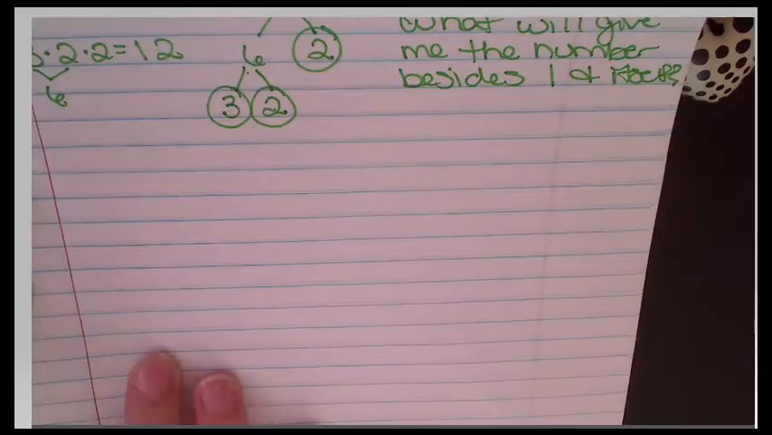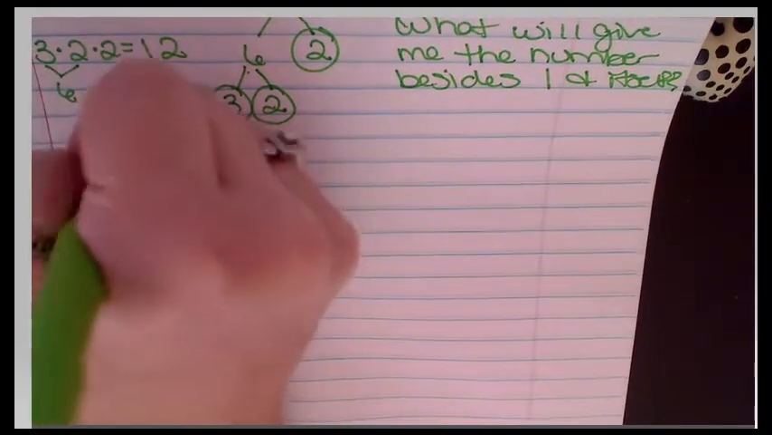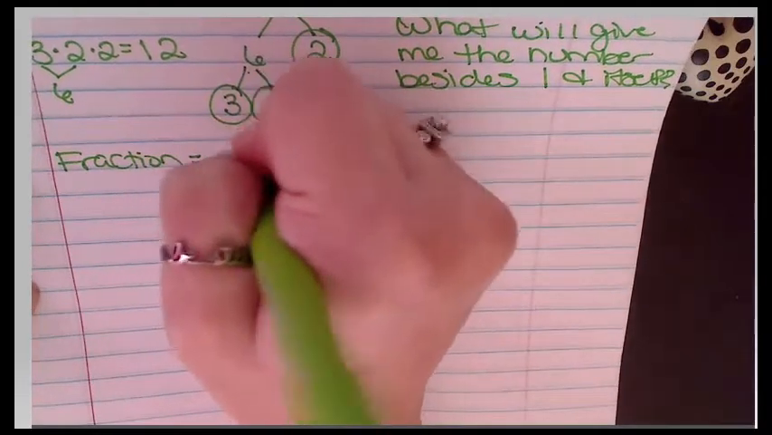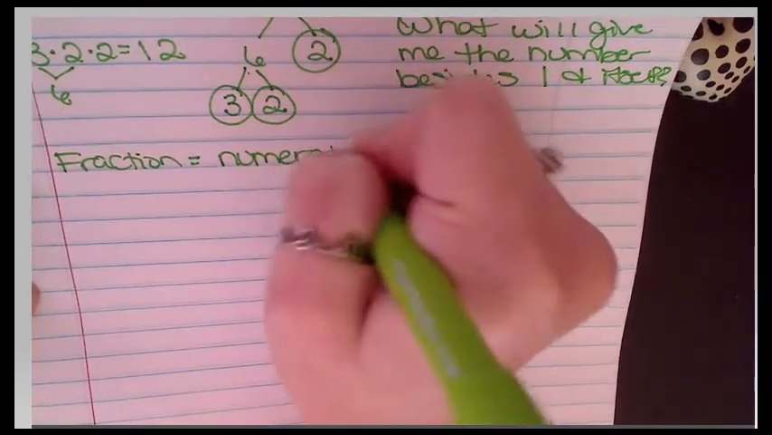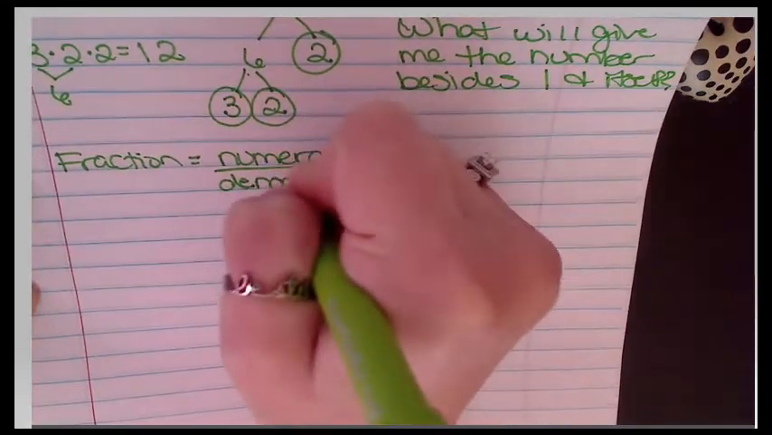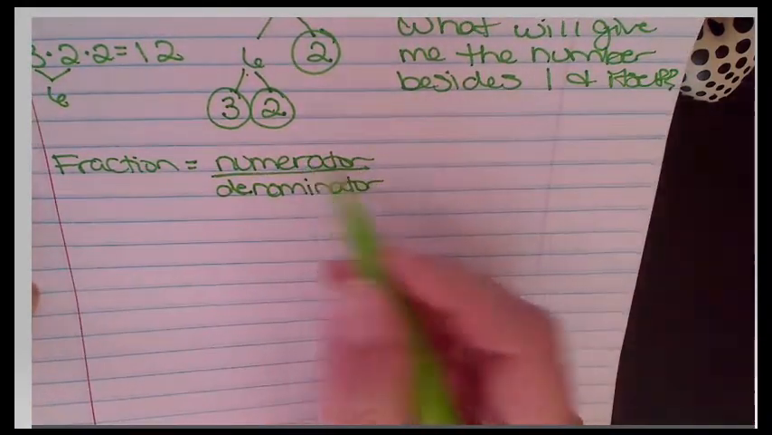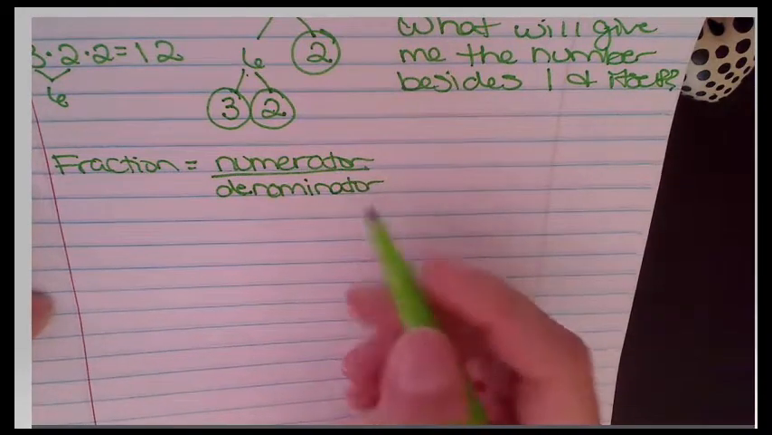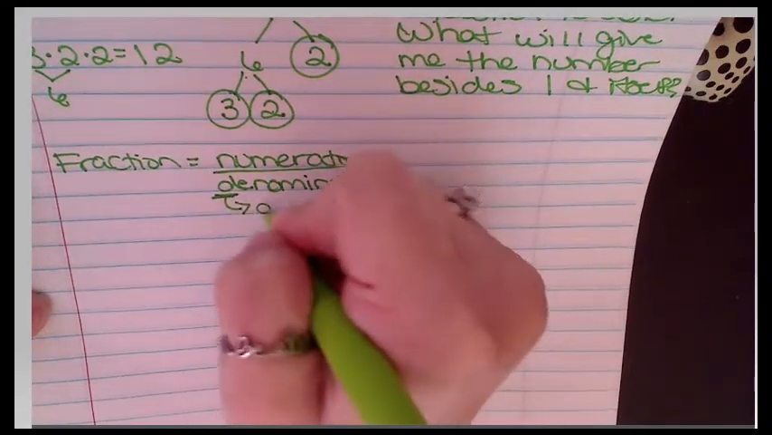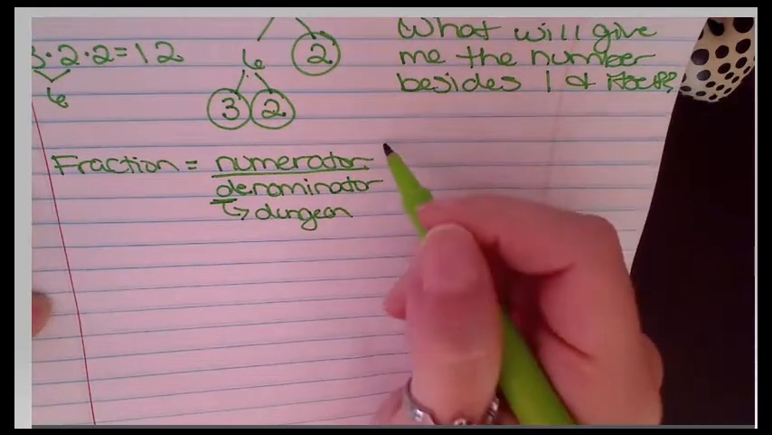Now that we understand what factors are, we can actually start talking about what a fraction is. A fraction is composed of 2 parts, and you have the numerator over the denominator. Now, a lot of people get these confused because numerator and denominator sound a lot alike. So if you have a hard time, remember that the D one is on bottom because that's where the dungeon is. Dungeons are down below. So you have your numerator and your denominator.